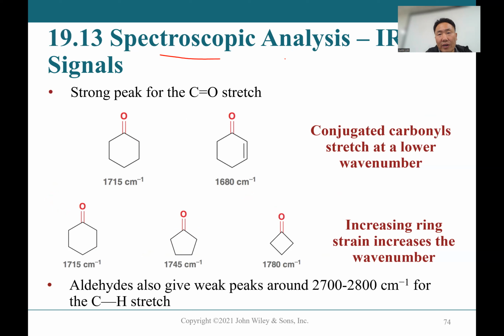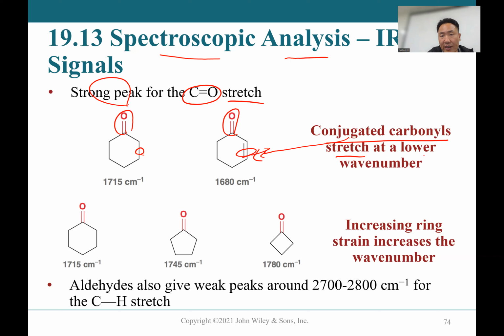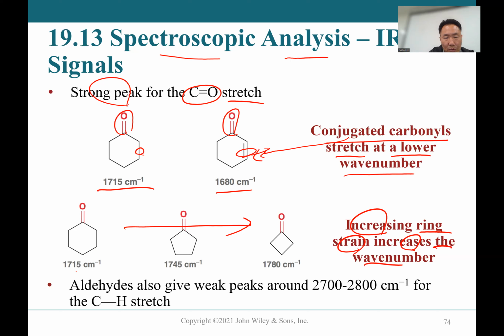So, spectroscopy analysis. IR signals strong peaks for the carbonyl stretch. This is a saturated ketone and an unsaturated ketone. So the conjugated carbonyl stretches at a lower wave number. Saturated is 1715, conjugated is 1680. Increasing ring strain increases the wave number, 1715 to 1780.